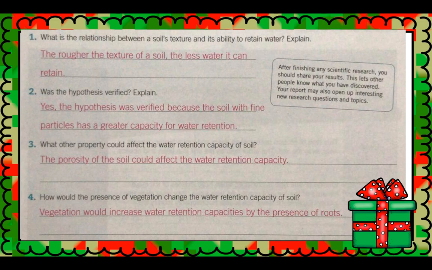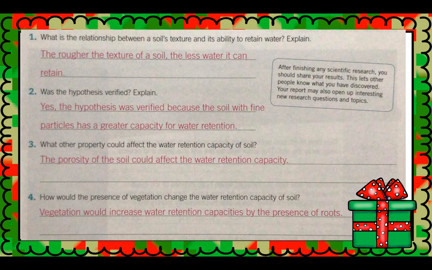What is the relationship between a soil's texture and its ability to retain water? Explain. The rougher the texture of a soil, the less water it can retain. Was the hypothesis verified? Explain. Yes, the hypothesis was verified because the soil with fine particles has a greater capacity for water retention.